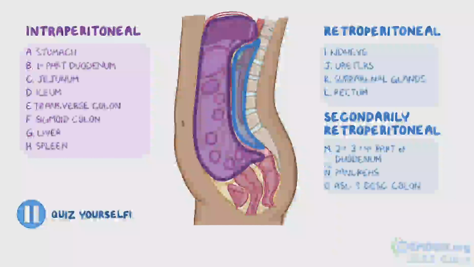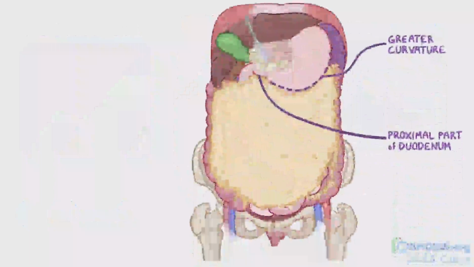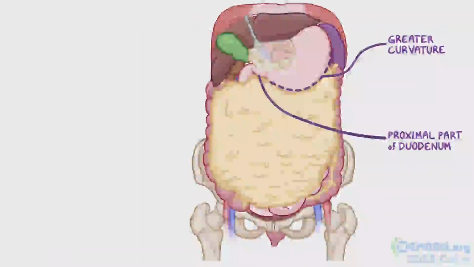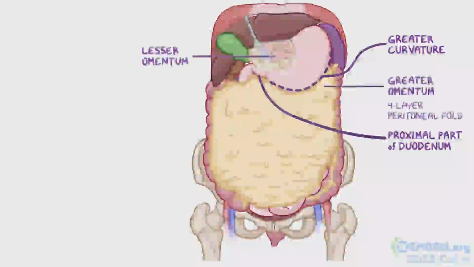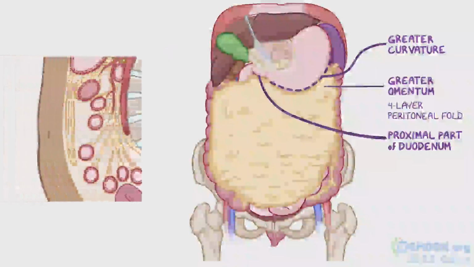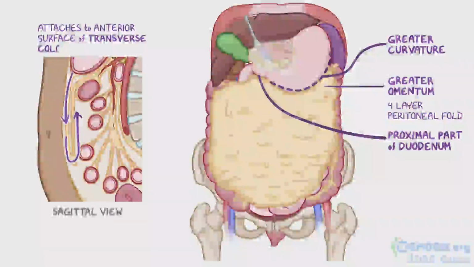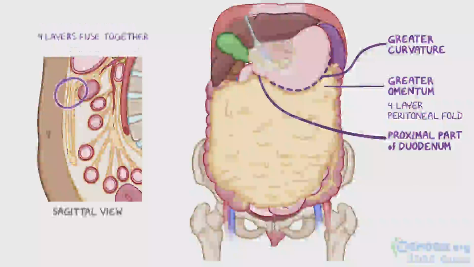Now we are going to look at some of the peritoneal structures in adults. Let's first start by looking at the omentum, which is a fold of peritoneum. There's actually two of them, the greater omentum and the lesser omentum. The greater omentum is a 4-layered peritoneal fold that hangs like an apron from the greater curvature of the stomach and the proximal part of the duodenum. After descending, it folds back and it attaches to the anterior surface of the transverse colon and its mesentery. These 4 layers fuse with one another.